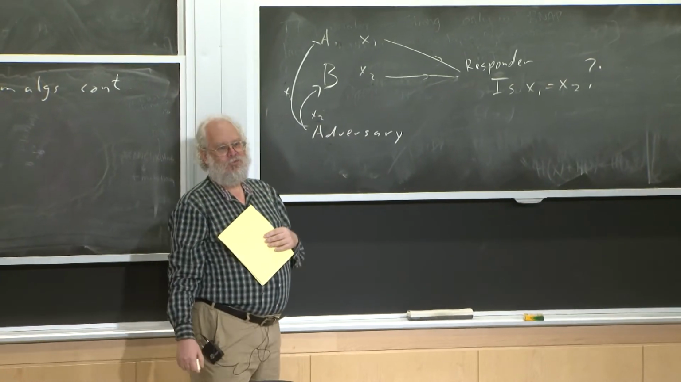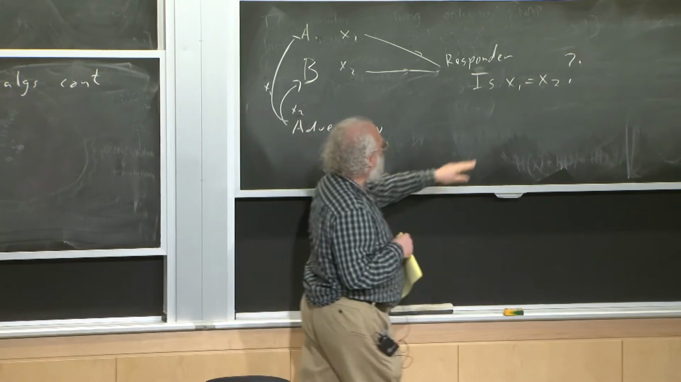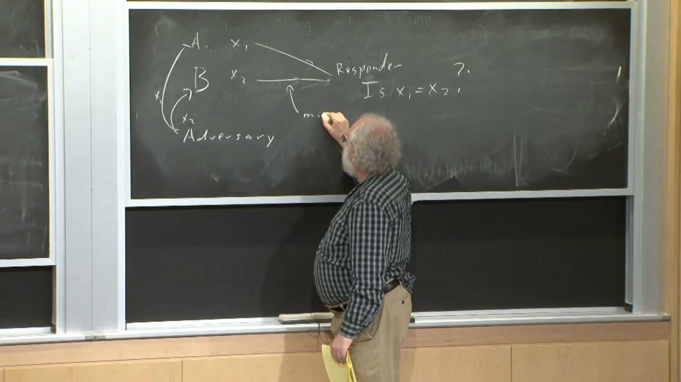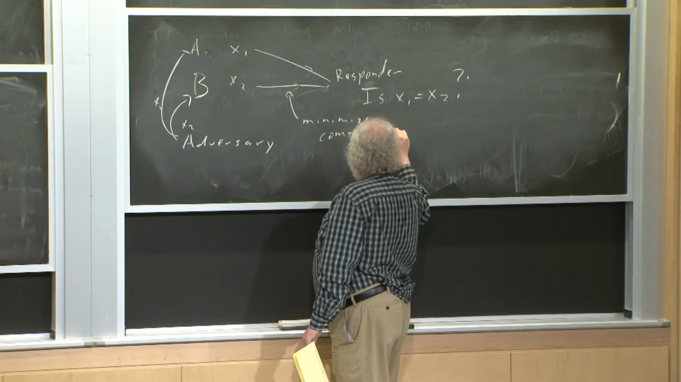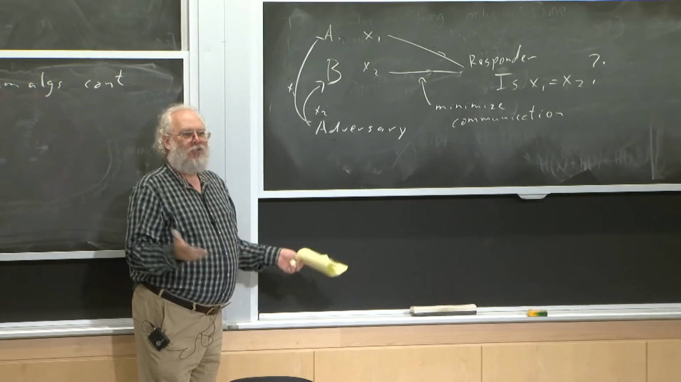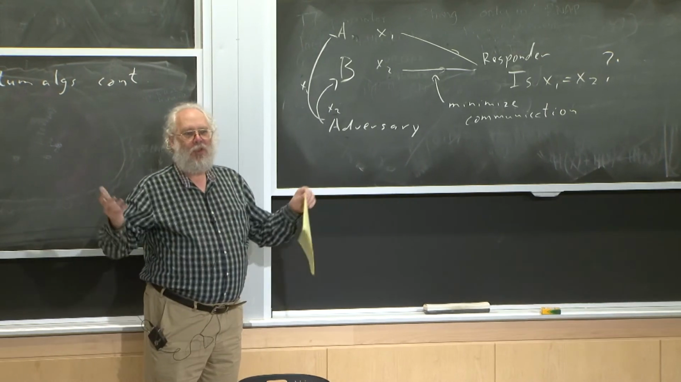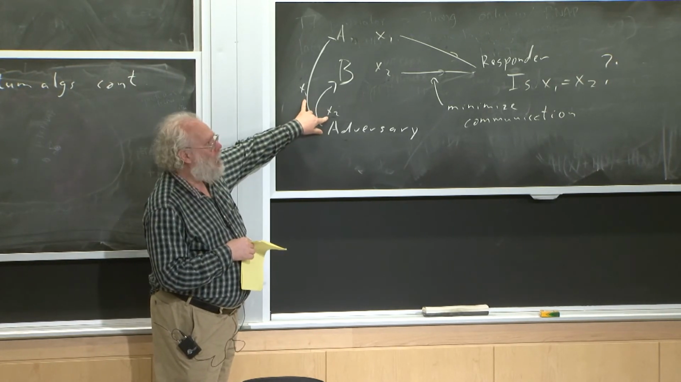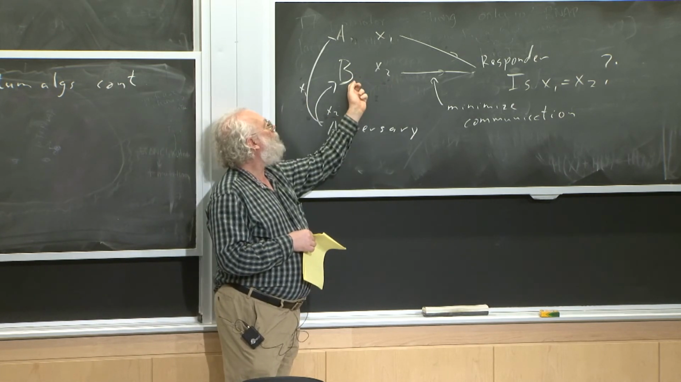Yeah? What's the goal? What are Alice and Bob's goal? Alice, Bob, and the responder are all working together to decide whether x1 equals x2, and Alice and Bob want to minimize communication. And if they had random strings, they could just send the first 20 bits of the random string and get a probability of winning 1 in a million, which is why we're making the string supplied by an adversary who knows Alice and Bob's algorithm.